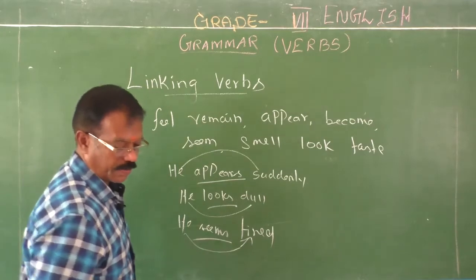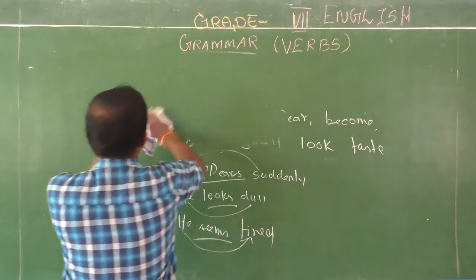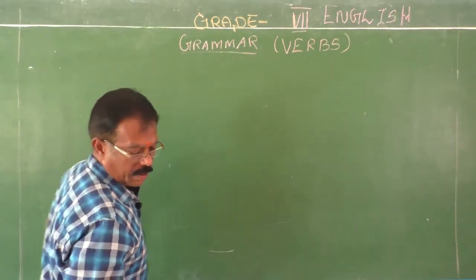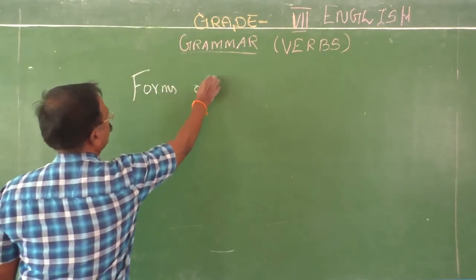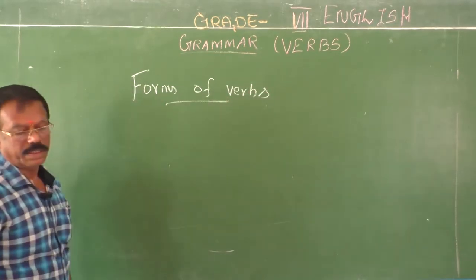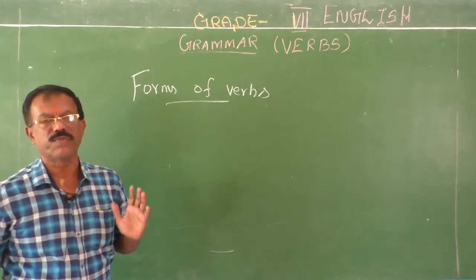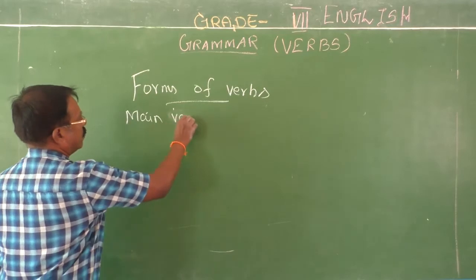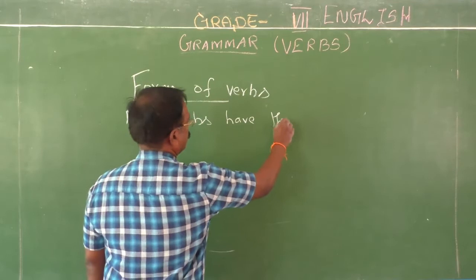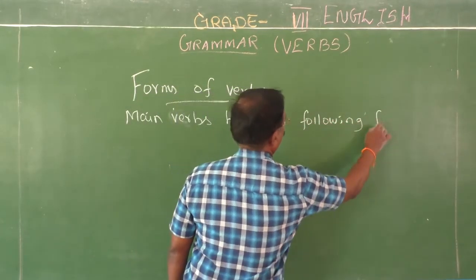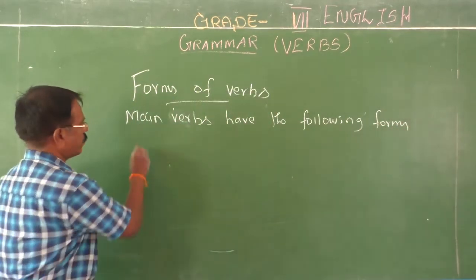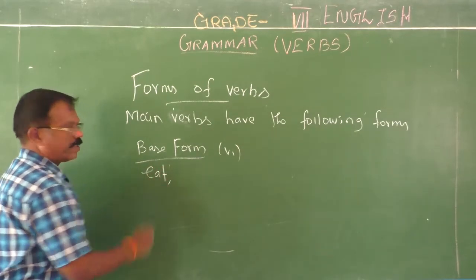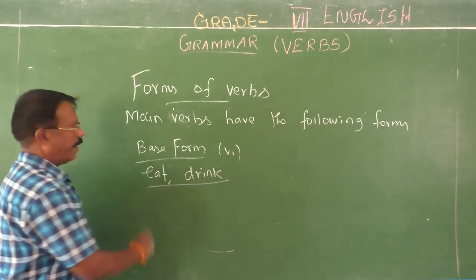Next, children, I am going to explain forms of verbs. See, what are the forms of verbs? Main verbs have the following forms. What are those forms? Base form. This is called V1. Example, eat, drink. So this is the base form of the verb.